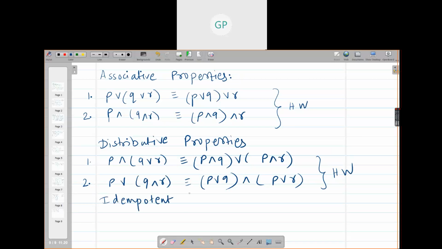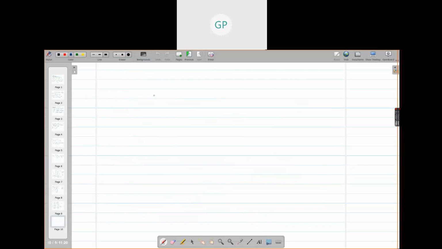Idempotent properties. Idempotent means with itself. The properties of conjunction and disjunction with the statement itself. Sometimes you need to use it like that. P or P is equivalent to P. P and P is equivalent to P. Finished writing? I'm going to the next, last one.